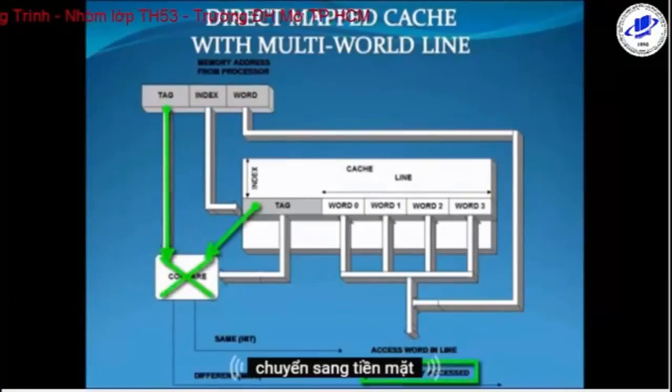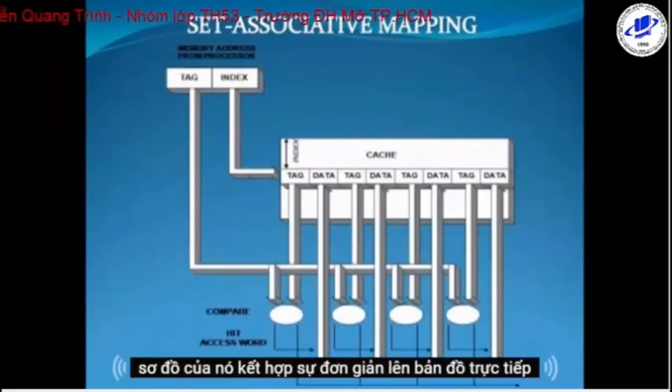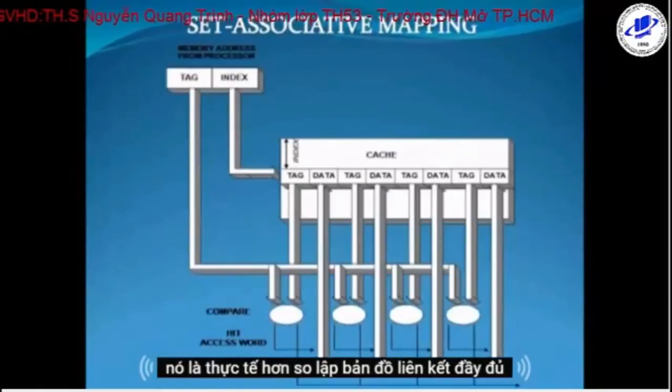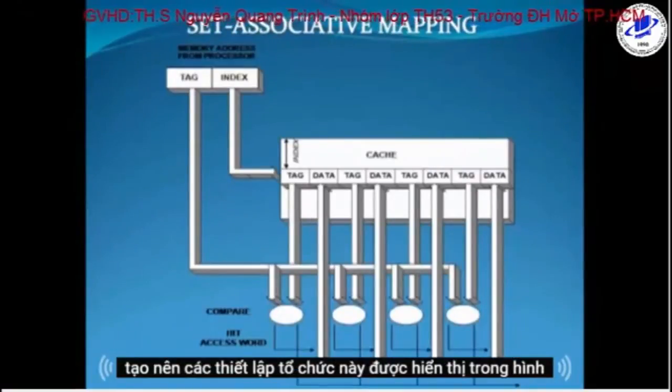to the cache. There is a third type of mapping called set associative mapping. Its scheme combines the simplicity of direct mapping with the flexibility of fully associative mapping. It is more practical than fully associative mapping, because the associative portion is limited to just a few slots that make up a set. The organization is shown in the figure.